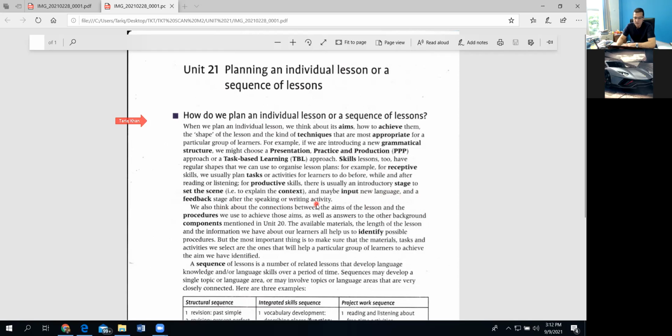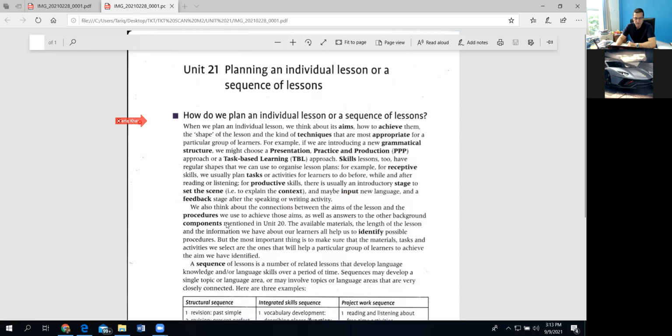Okay. So is this clear? Most of the things which we discuss over here: aims and how to achieve them, plus grammatical structure, presentation, practice, production approach, PPP, TBL approach, skills lessons. Skills lessons are based on the 4 skills of the language: reading, writing, listening, and speaking. Then they tell us that the PPP approach is for what, the TBL approach is for what type of activities, and we do that. So I hope, because this is just a reminder of the previous things, now we are going to relate it further with the planning of lesson.